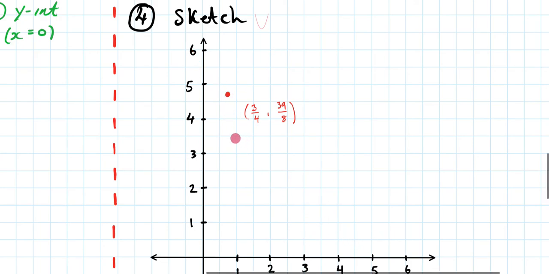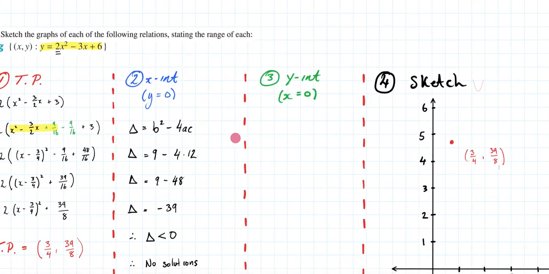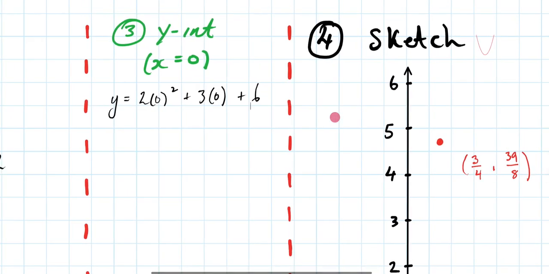So let me get rid of those. And now I need to figure out what my y-intercept is going to be. So it's going to bring me to my third step here. To find my y-intercept, I let x equal 0. So I have y equals 2, but instead of an x, I'm going to put a 0, and instead of an x, I'm going to put a 0, plus 6. So now when I zoom in here, 2 times 0 squared will just be 0, plus 3 times 0 is 0. I'm just going to get y equals 6.